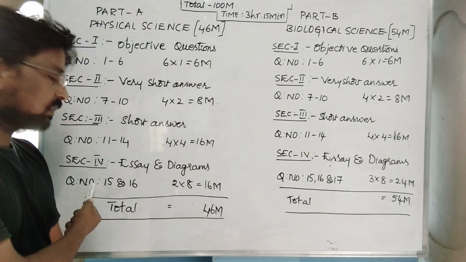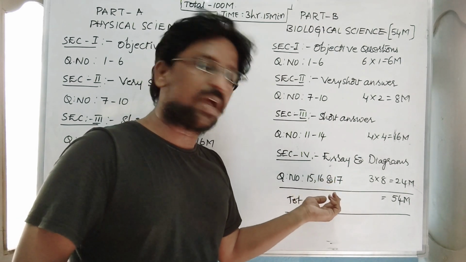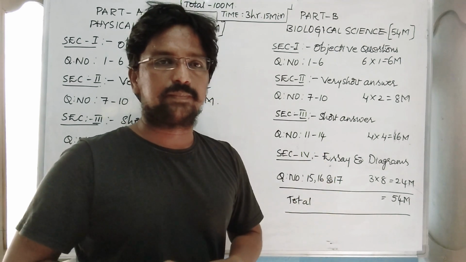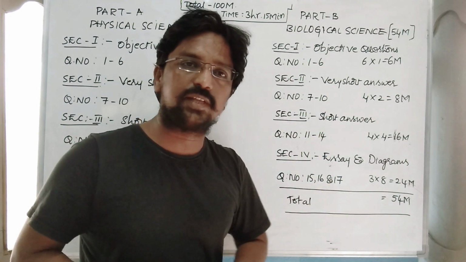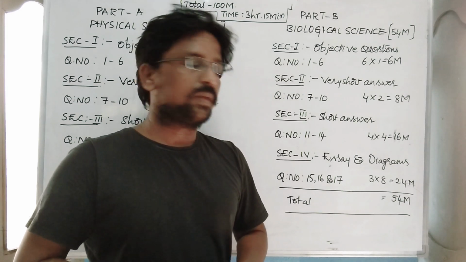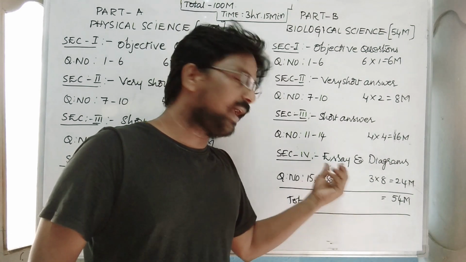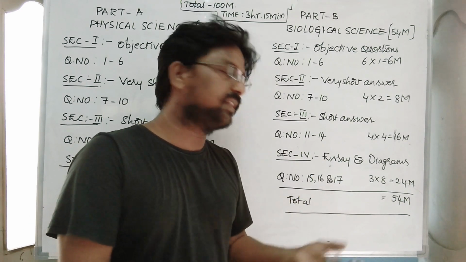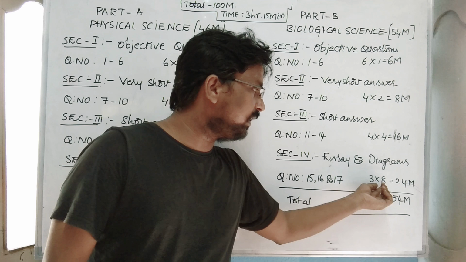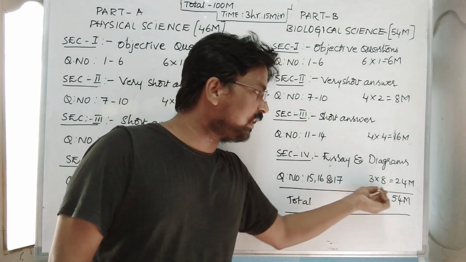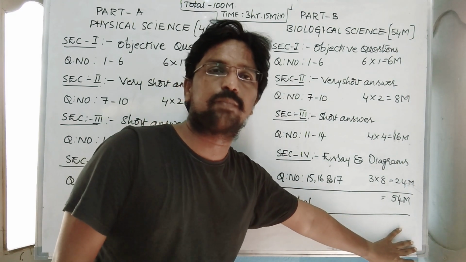In part A we see that only 2 questions are asked, and there are 3 questions going to be asked in part B. So here in part B, the 15th, 16th and 17th, 3 essay questions will be given. In these 3 essay questions we can expect the internal choice, and I am damn sure that the 17th question will be allotted for diagrams. Each question carries 8 marks. There are 3 questions, 3 into 8, 24 marks. So this part B consists of 54 marks.